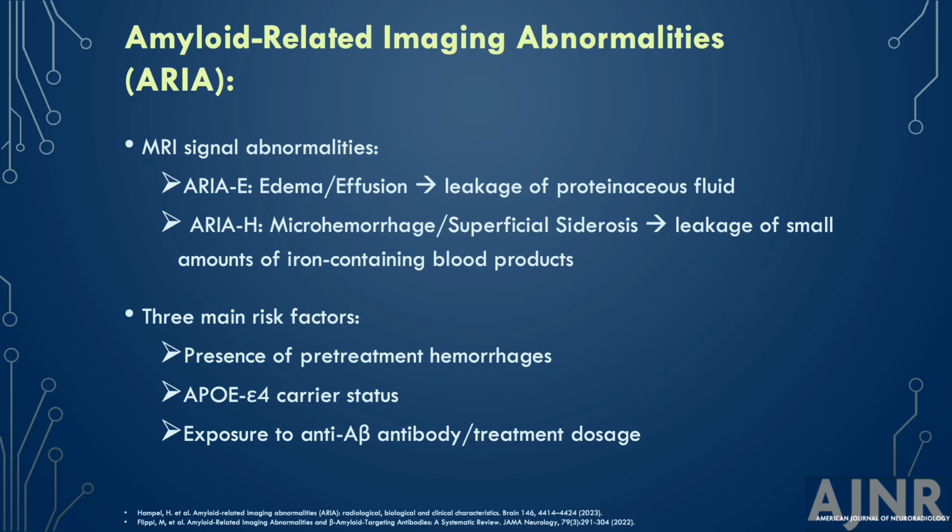There are 3 main risk factors that could prompt the patients to develop ARIA. They include presence of pre-treatment microhemorrhages or superficial siderosis, ApoE4 genotype carrier status, and exposure to anti-amyloid beta antibody and treatment dosage.